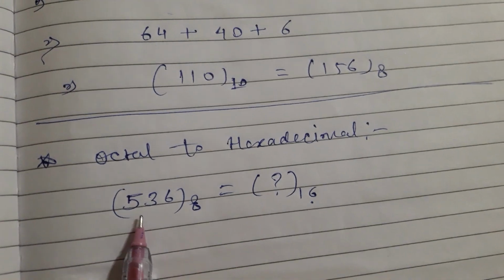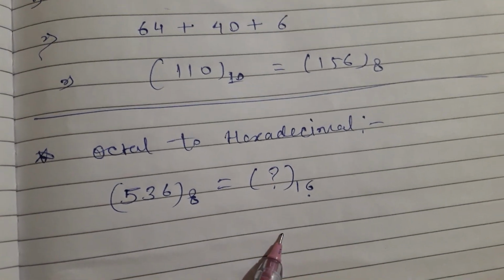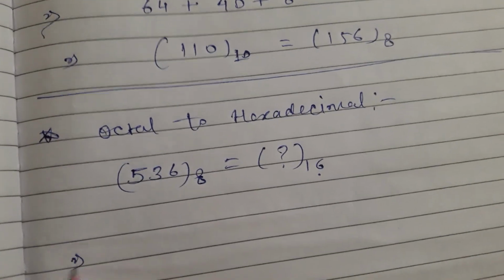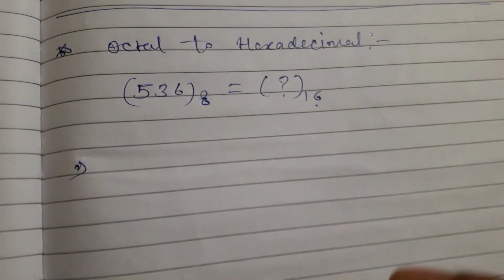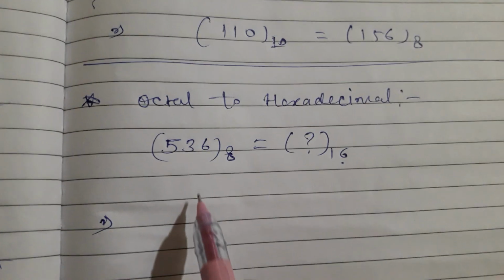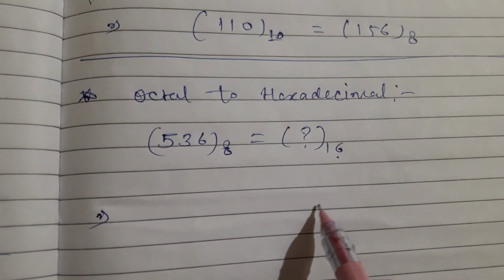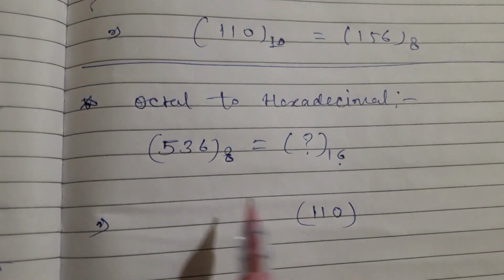So first we need to convert this number into the binary form, and then we are going to convert it into hexadecimal. So the simple procedure which I have to follow, using the octal digit, I can write 6 as 110. You can count it.